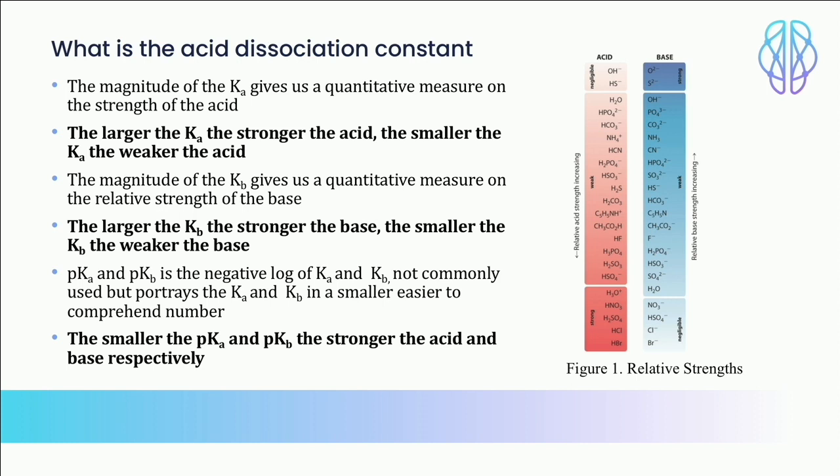The magnitude of the Kb, which you don't really need to know for your exams but is good to keep in the back of your mind, gives us a quantitative measure of the relative strength of the base. The larger the Kb, the stronger the base. The smaller the Kb, the weaker the base. You should know the relationship between pKa and pKb now, and also how to calculate them. Also bear in mind that pKa and pKb are negative log functions. So the smaller the pKa and pKb, the stronger the acid and base, respectively.